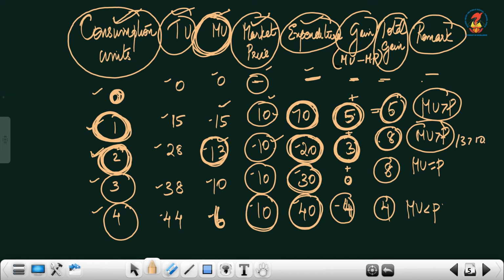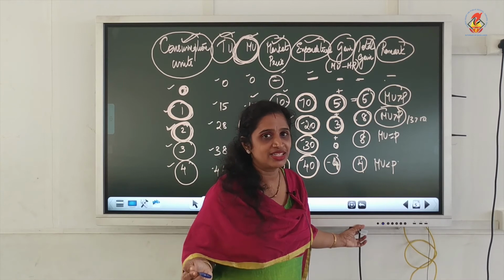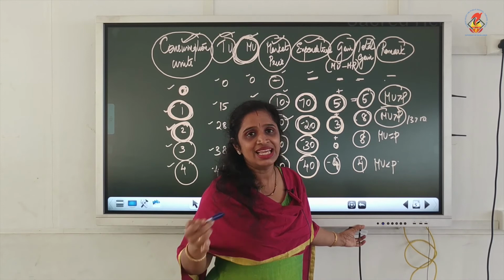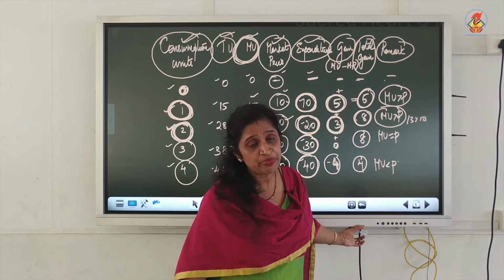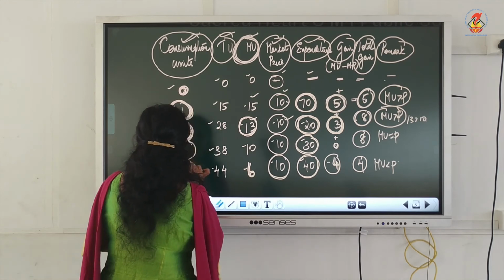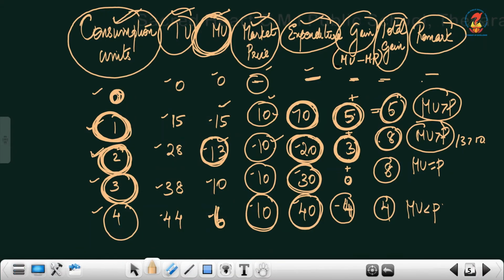That means again he wants one more chapati. He has the capacity to eat one more chapati. His hunger is not that suppressed. He again wants to have the next chapati. So with that he is going to the next chapati, that is the third one. The third chapati he is having. There his expenditure is 30. 10 into 3 is equal to 30.